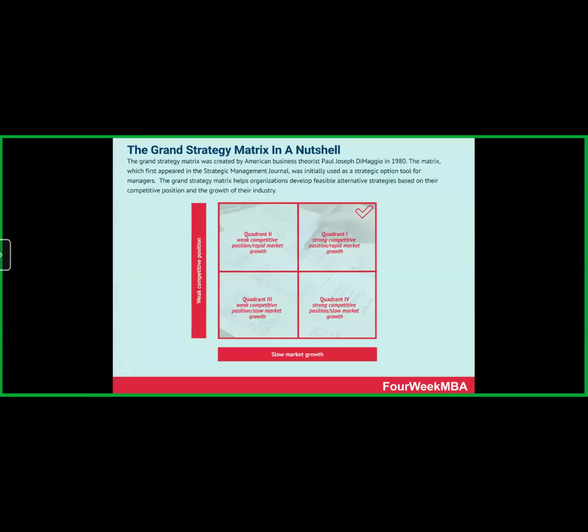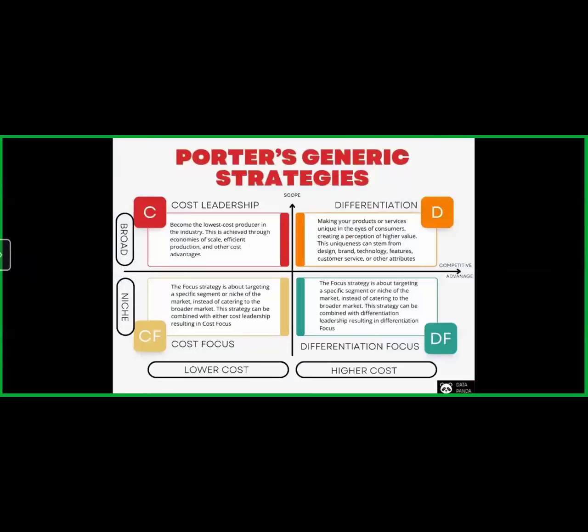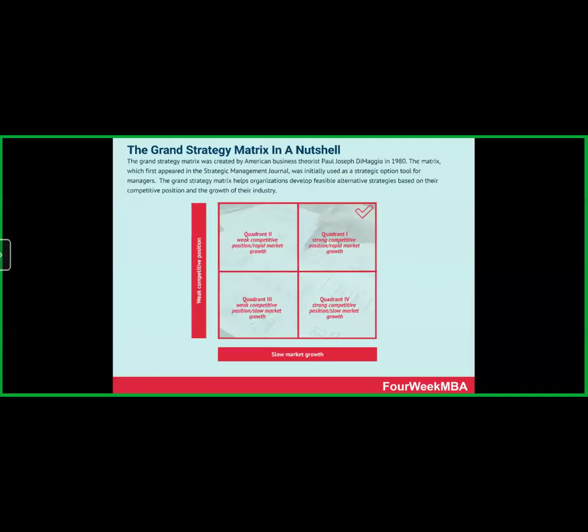So, yesterday we had discussed Porter's generic strategies related to cost leadership, cost focus, differentiation, and differentiation focus. And we had also started with the grand strategy, which was given by the American business theorist Paul Joseph DiMaggio.